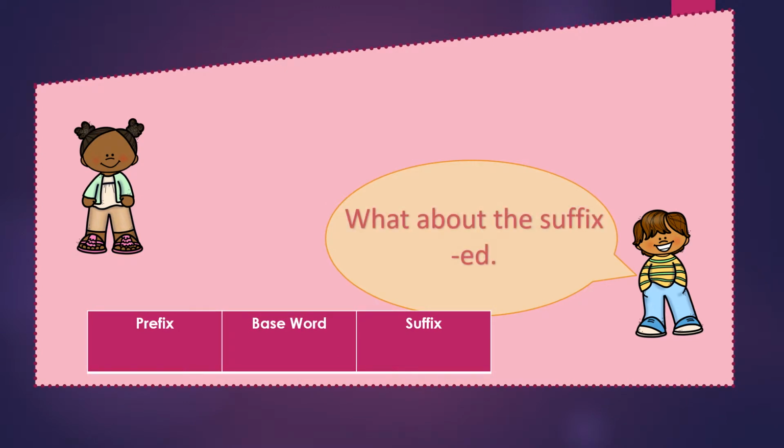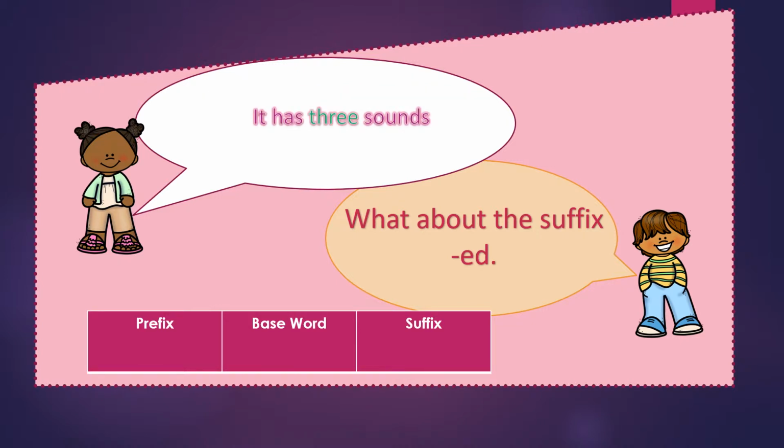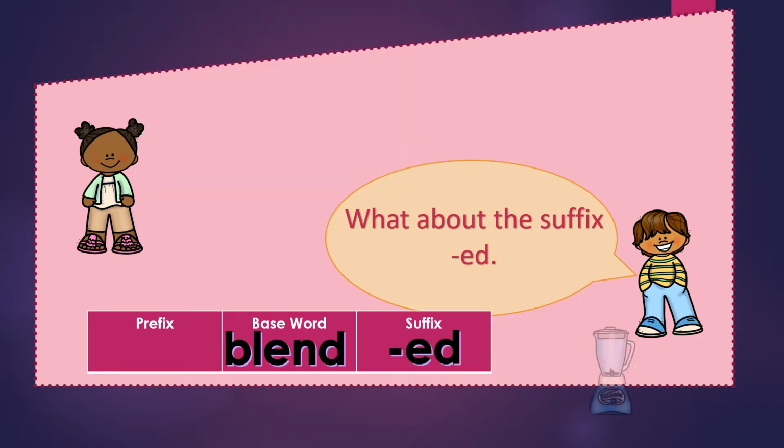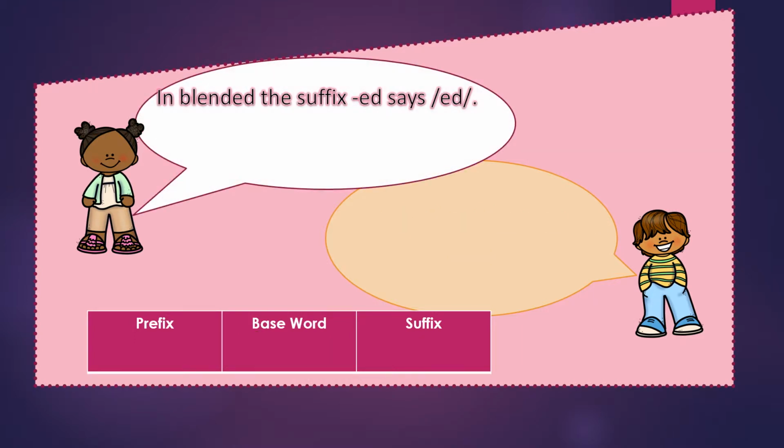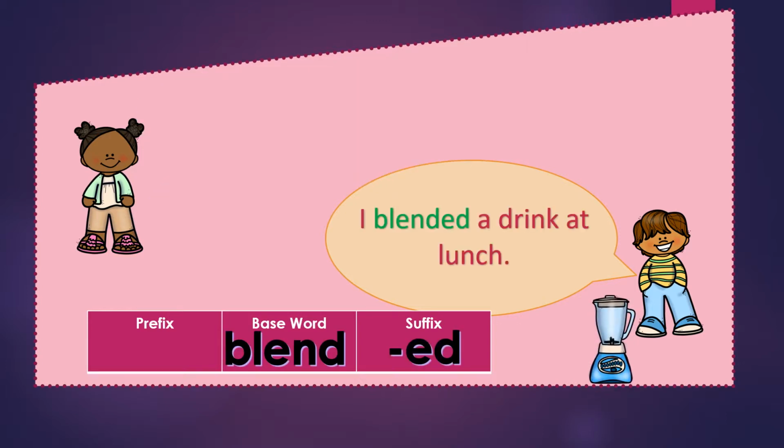What about the suffix ed? The suffix ed tells us something happened in the past. It has three sounds. Blend, ed, blended. In blended, the suffix ed says ed. It tells us it happened in the past. Blend, ed. I blended a drink at lunch.